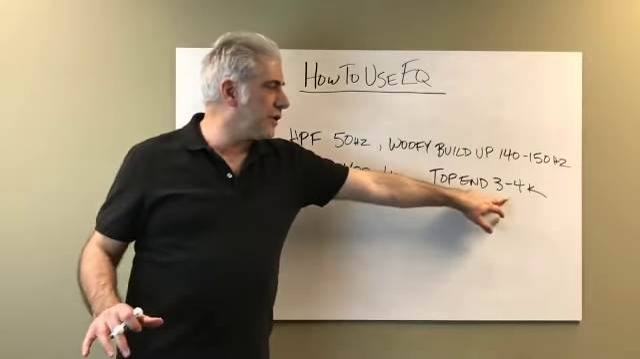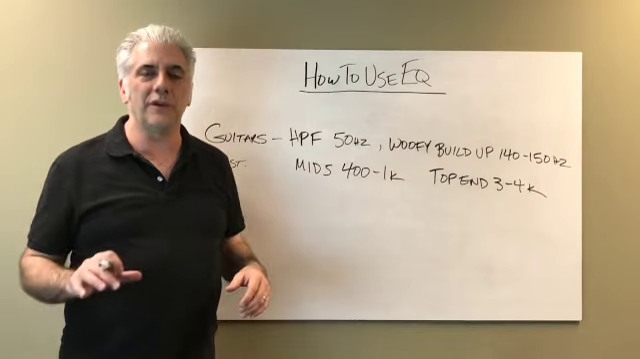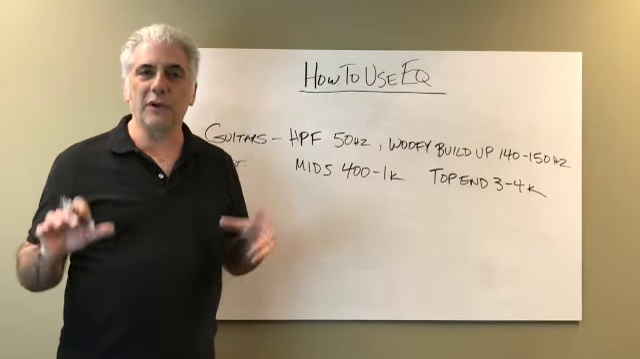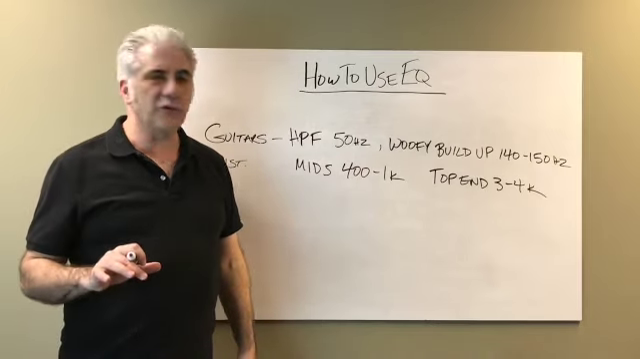But the top end of your guitar is going to be around 3 or 4K. That's going to make your guitars jump out of the mix and sound really aggressive for the heavier rock and for metal. That top end is 3 and 4K.